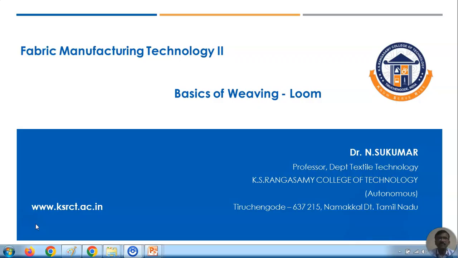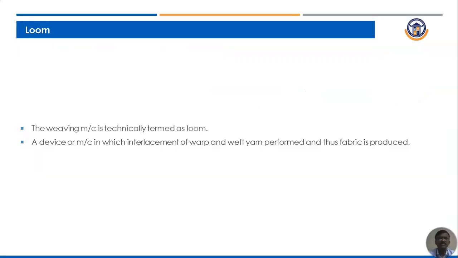In this video, let us see about fabric manufacturing technology, the second part, particularly the basics of weaving mechanism, the weaving looms, and the primary and secondary motions. A weaving machine is technically termed a loom. It is a device or machine in which the interlacement of warp and weft yarn is performed and thus the fabric is produced.